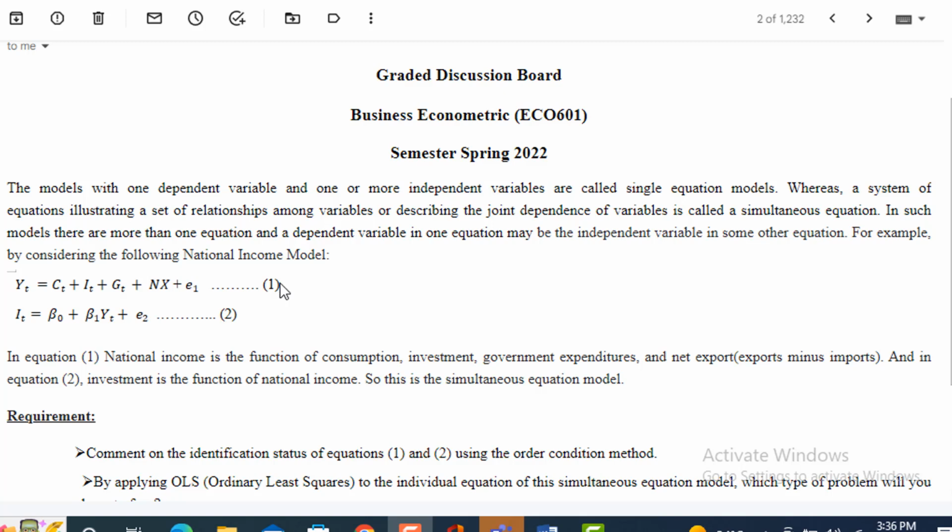Yt is equal to Ct plus It plus Gt plus NXt plus E1. This is our equation 1, which represents the national income model. National income model's first equation means national income is a function of consumption, investment, government expenditure, and net export. And the second equation of the national income model is related to investment, which is a function of beta naught plus beta 1 Yt, meaning national income, plus E2. E1 and E2 are the stochastic or random errors of equations 1 and 2 respectively.